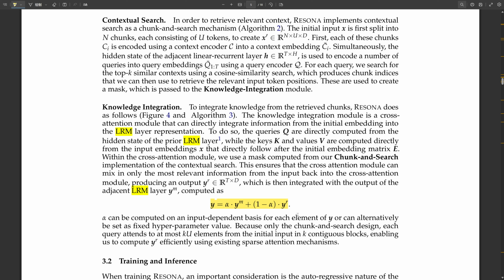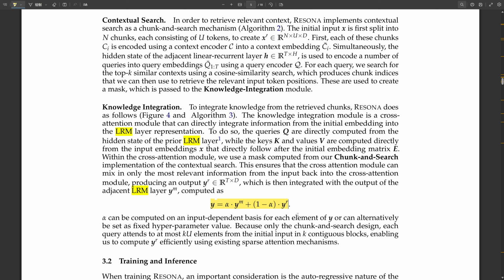Exactly. And that alpha symbol, that's a weighting factor that determines how much of each output to use. It can be a fixed value, or it can be dynamically adjusted based on the input. Okay, that makes sense. So it's like fine-tuning the balance between the old and the new. Precisely. So Resona seems like a pretty clever way to give LRMs a boost. What are some of the things that make it so innovative, and what are the big advantages the researchers highlight?